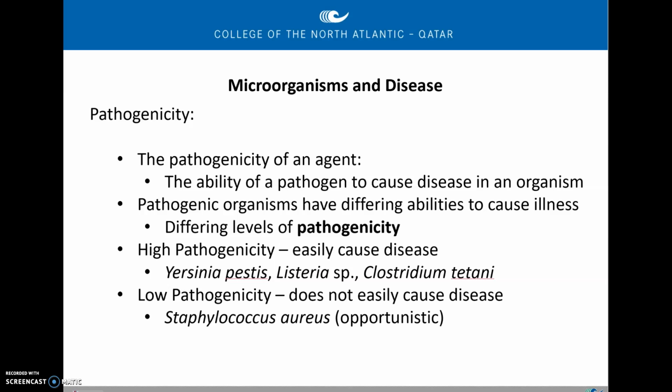Then, on the other side of the coin, we have organisms that have very low pathogenicity. A good example of that is Staphylococcus aureus. We worked with it in lab. It lives happily on our body all the time, but it doesn't cause disease very often at all. It has to get into an opportunistic situation in order for it to cause us any damage. So a highly pathogenic organism easily causes disease. A low pathogenic organism takes a lot for it to cause disease.